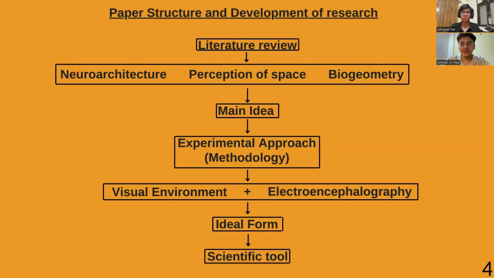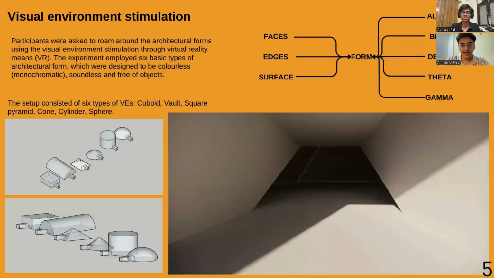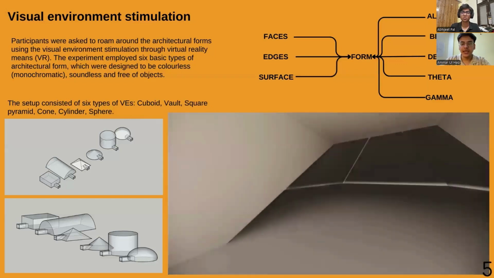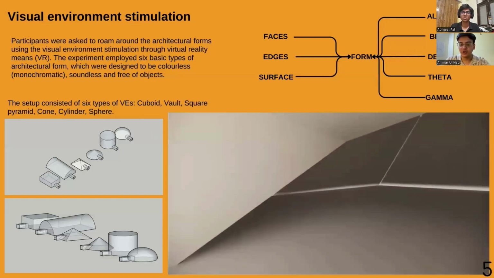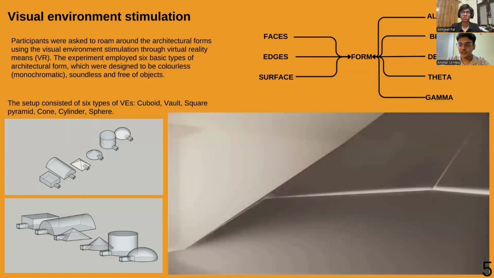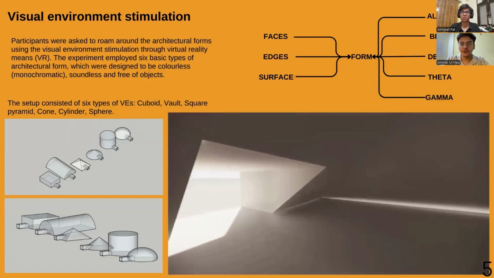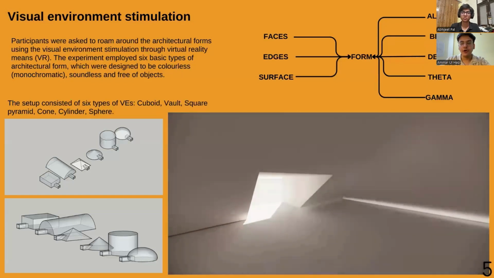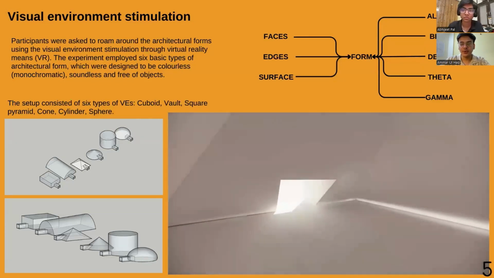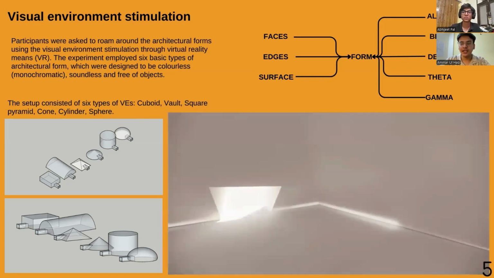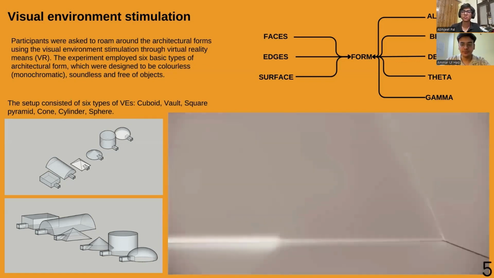The participants were asked to roam around architectural forms through virtual reality means. The experiment employed six basic types of forms. In order to perform an optimal comparison of the impact of architectural form over the user, all designs had to maintain comfortable proportions and a sense of human scale. Volumes were designed to be colorless, soundless, with no objects. The lighting was non directional and created equal illumination in all parts of the space.